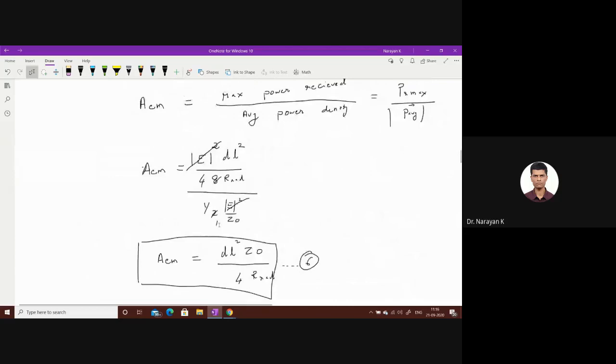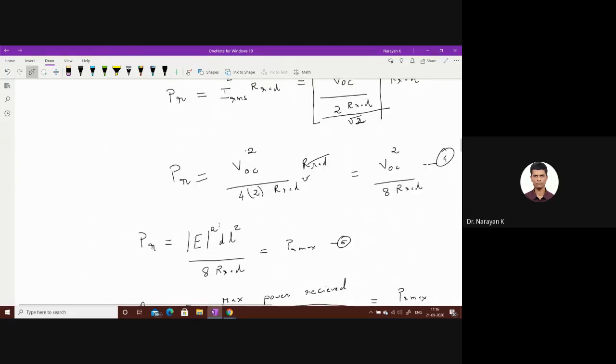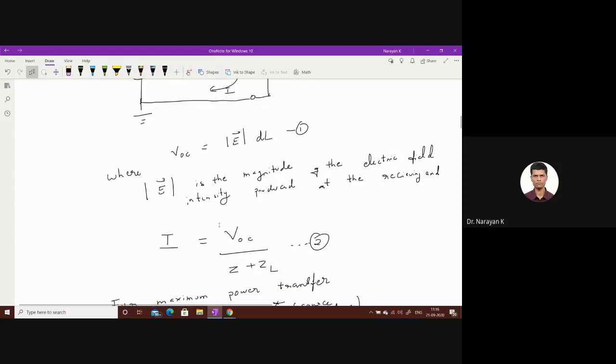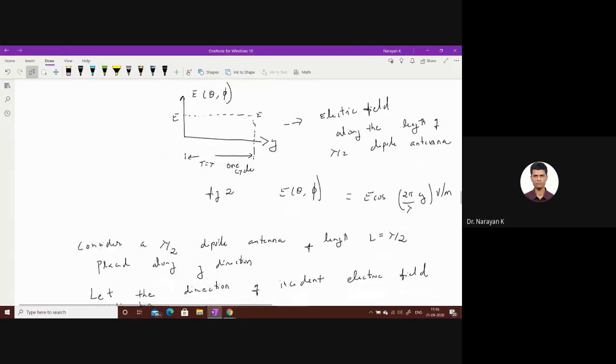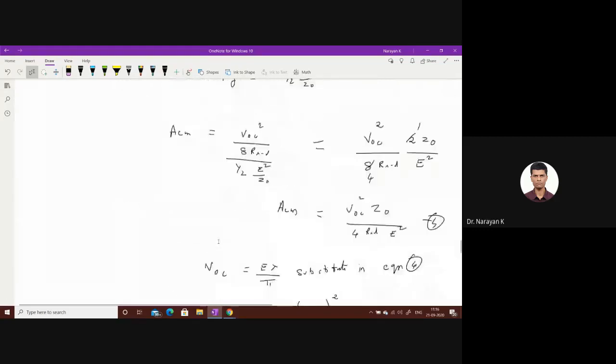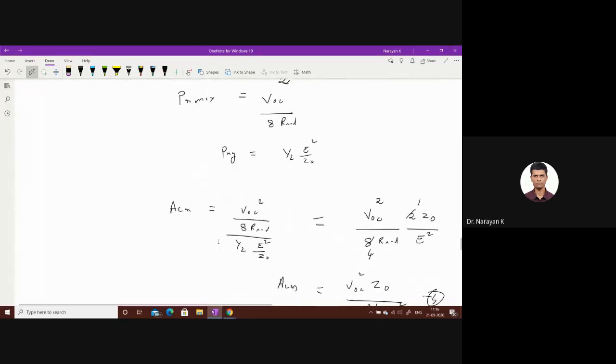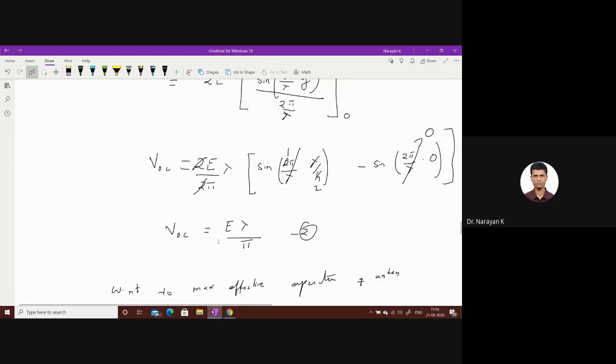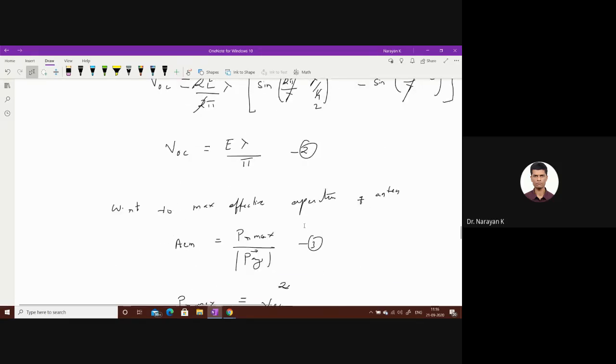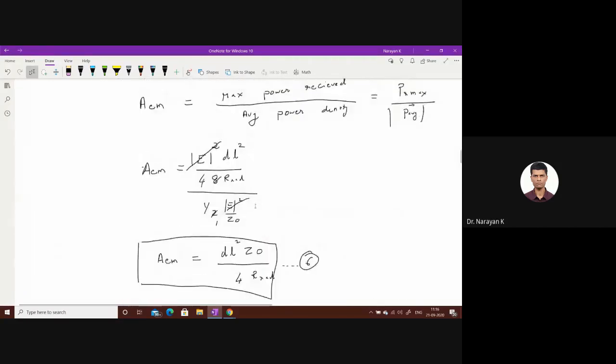If you remember, in the previous case the VOC value was E into dl. Here there is a slight change. Instead of E into dl, I am getting the VOC value as E lambda by pi. So in the short dipole or Hertzian dipole derivation, VOC is equal to E into dl, whereas instead of the elemental length dl, you get lambda by pi in the case of the lambda by 2 dipole antenna.